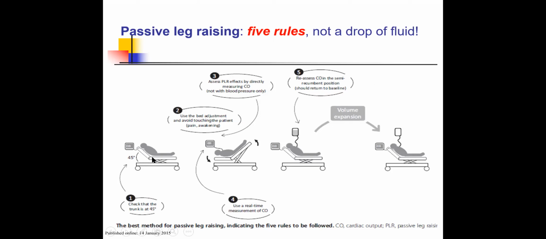Get the patient in a semi-recumbent position, take a baseline value, then use the automatic bed adjustment without touching the patient, because you may induce pain or so on, which can alter the hemodynamics. Bring the patient to the 45-degree leg raising position, use a real-time measurement of cardiac output, and assess the PLR effects by directly measuring cardiac output, not with BP alone. Then bring the patient back to the baseline level. Wait for 1 minute and reassess the cardiac output in semi-recumbent position. It should return to the baseline values, and then you can take a call regarding the volume expansion.